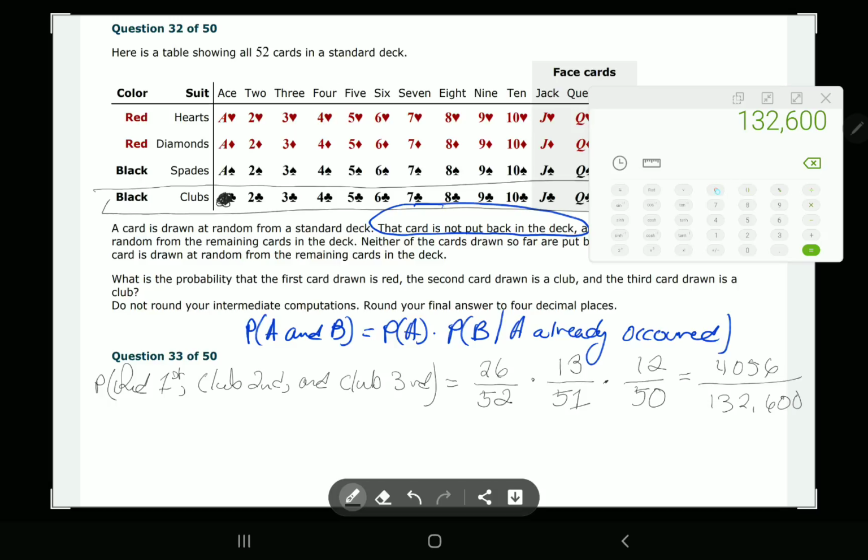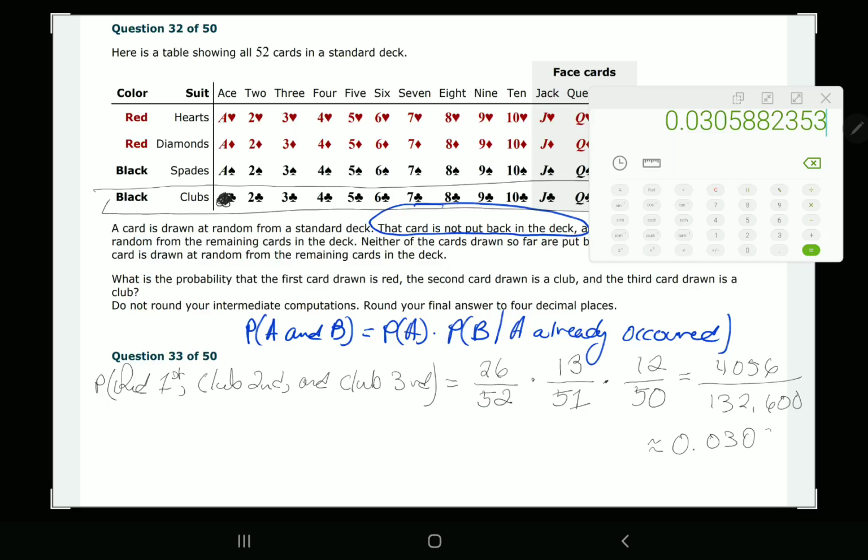Let's divide and round to 4 numbers after the decimal. That's going to be 0.0306, because that 8 right here makes that 5 round up to a 6.